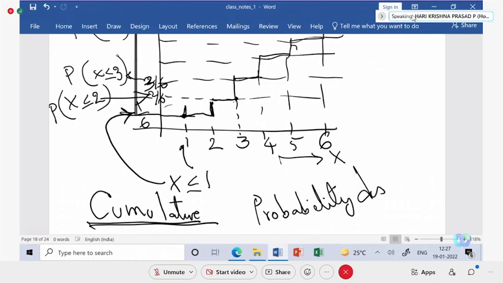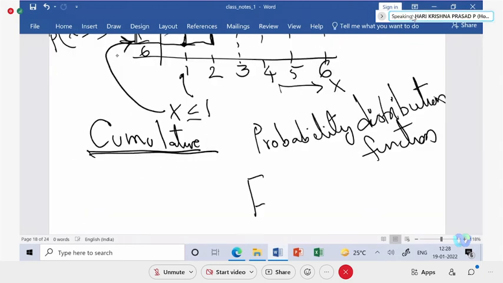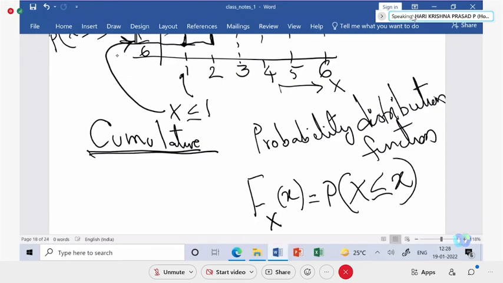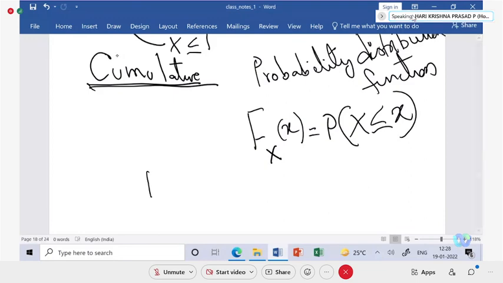Probability distribution. Is it fine? We define that probability distribution, and we represent it by Fx of x. We define it as the probability that the random variable takes a value less than or equal to small x. Small x can be less than or equal to 1. Small x can be less than or equal to 2.